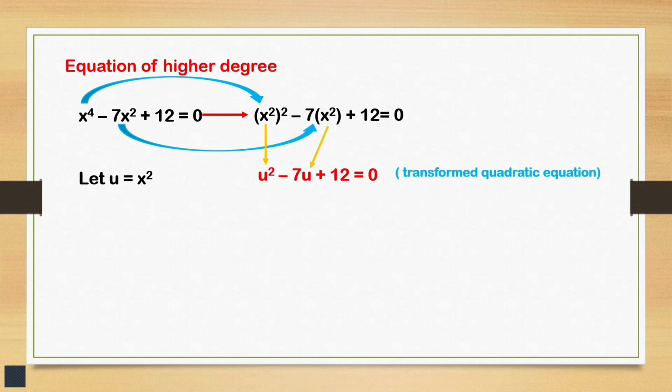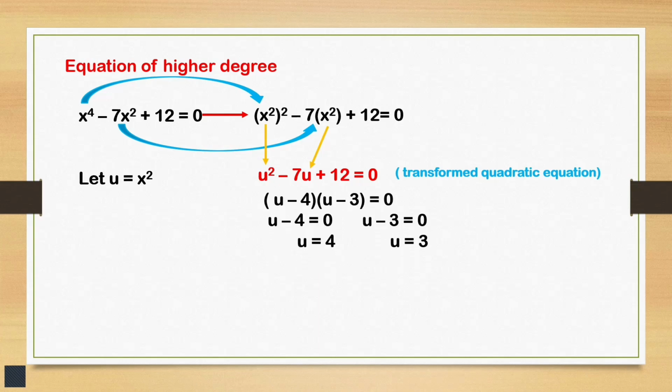Now, since the equation is already transformed to a quadratic equation, we can easily solve it. By factoring, we get the quantity u minus 4 times the quantity u minus 3 equals 0. Now, equating each factor to 0 will result in u minus 4 equals 0, and that will give us u equals 4. And the other factor, u minus 3 equals 0, will give us u equals 3.